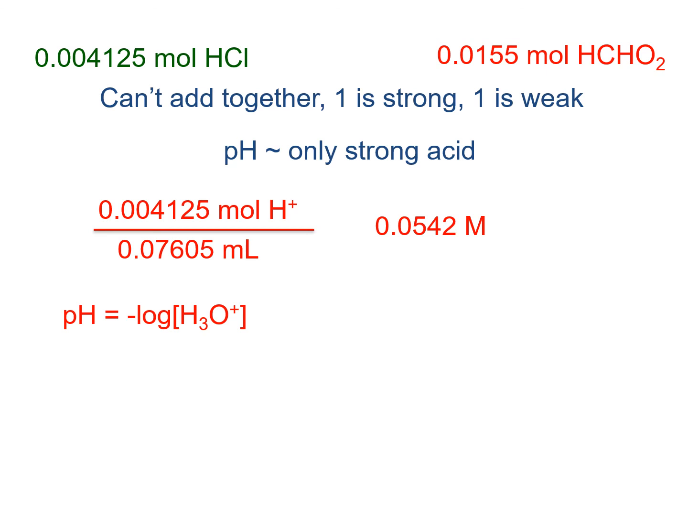Now I have my concentration of hydronium, which I can then use to turn into pH without having to use an ice table or Henderson-Hasselbalch. And here I expect this pH to be much lower because I've exceeded the buffer capacity and I now am only looking at an acid solution.